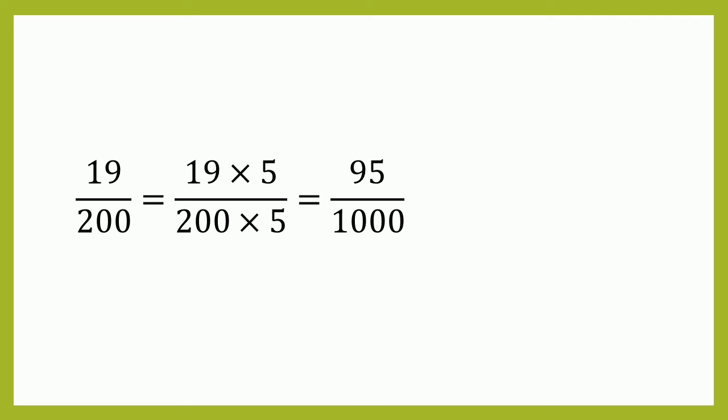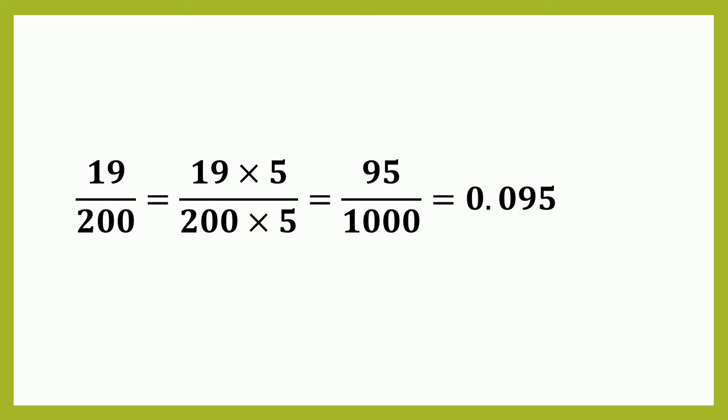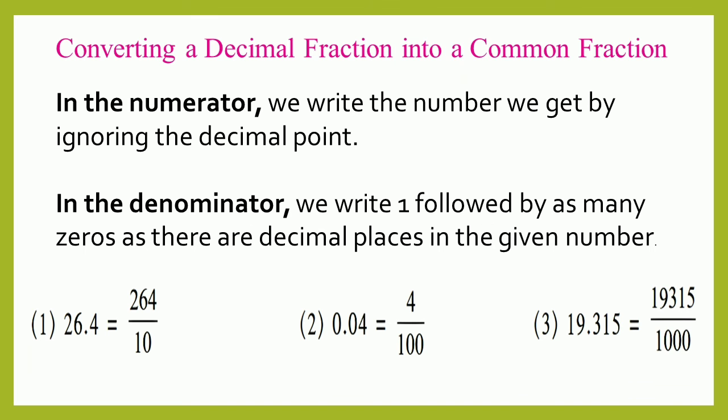So this is again a common fraction. So we will convert it into a decimal fraction. So since there are two digits in the numerator and 3 zeros in the denominator, to equate these, we will put a 0 in front of 95 and place the point, and at the integer place 0. So the answer will be 0.095.